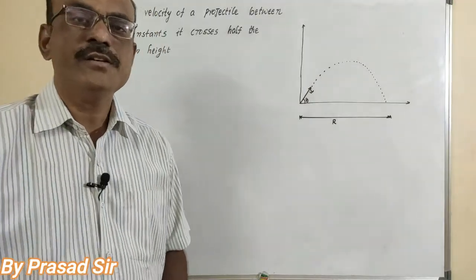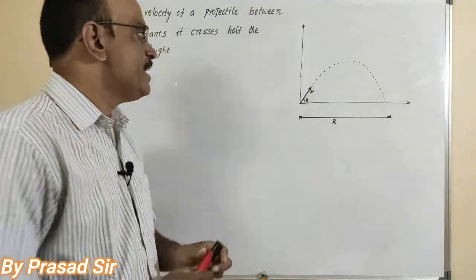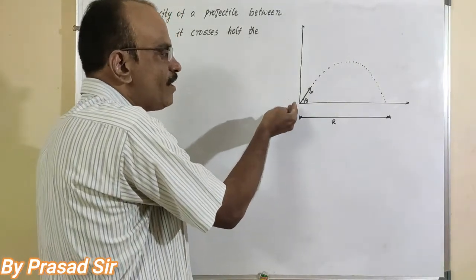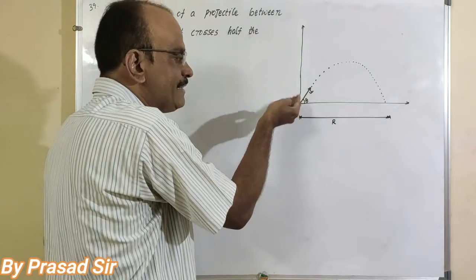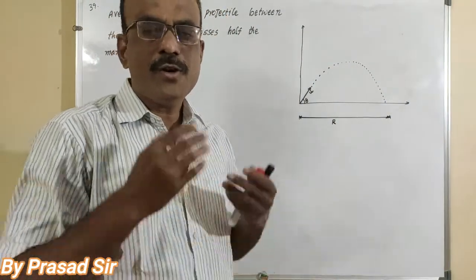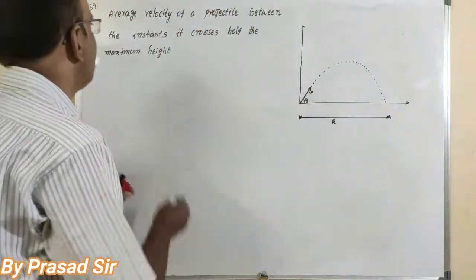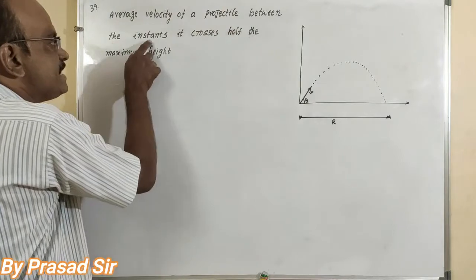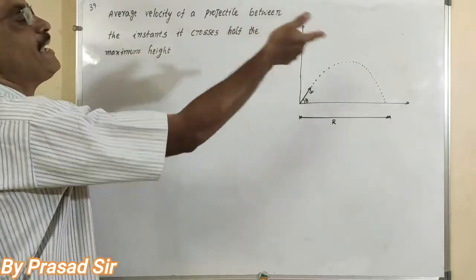In this question, what is given here? Here, there is a body which is projected with velocity u making an angle theta with the horizontal. It follows this particular path. So which one do we want to calculate here? That is the average velocity of a projectile between the instants it crosses half the maximum height.